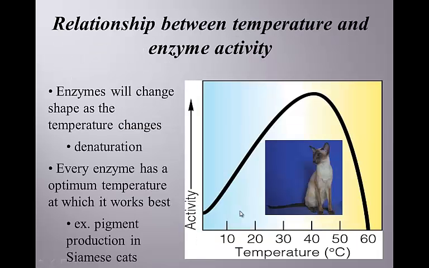Again, exocytosis is similar to endocytosis, only going in the opposite direction. In this case, a vesicle is fusing with the cell membrane and dumping its contents outside the cell. Again, all these processes require ATP. There's a relationship between temperature and enzyme activity. And you can see that we have the Siamese cat here. Siamese cats have some really interesting enzymes that can produce pigment only when they're cool.